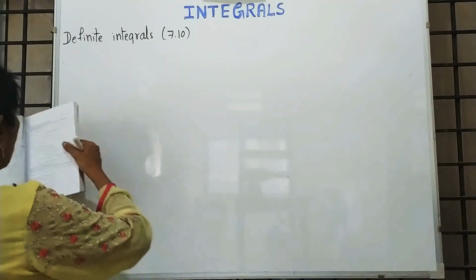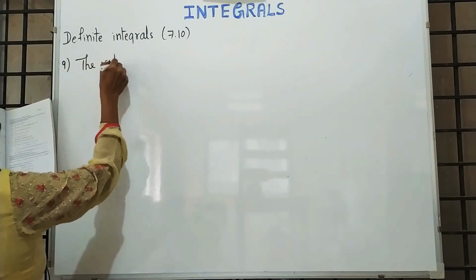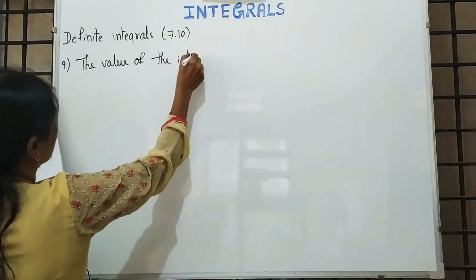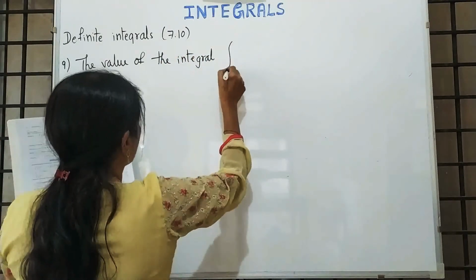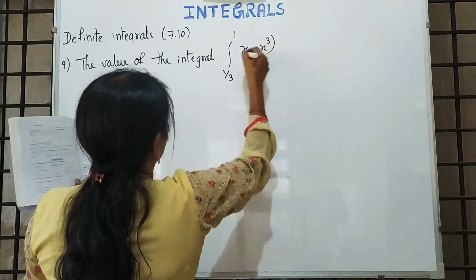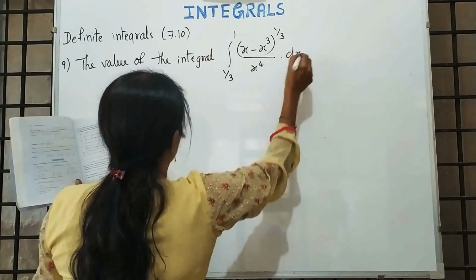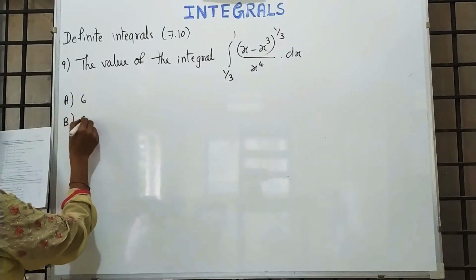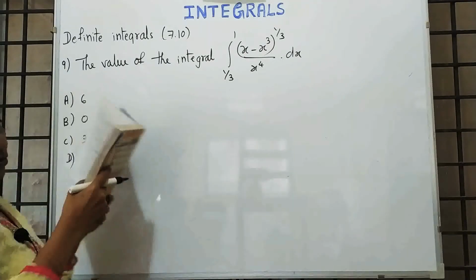Question number 9. The value of the integration from 1 by 3 to 1 of (x minus x cube) raised to 1 by 3 upon x raised to 4 into dx. Options: 6, 0, 3, 4. See, there are so many methods.